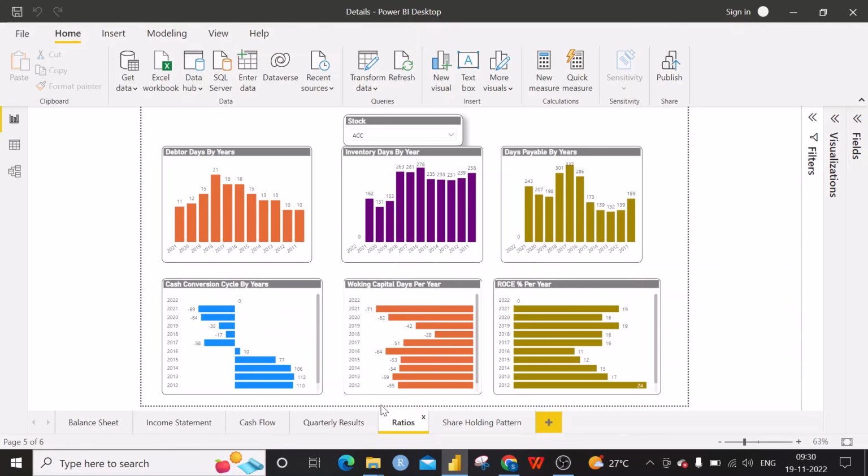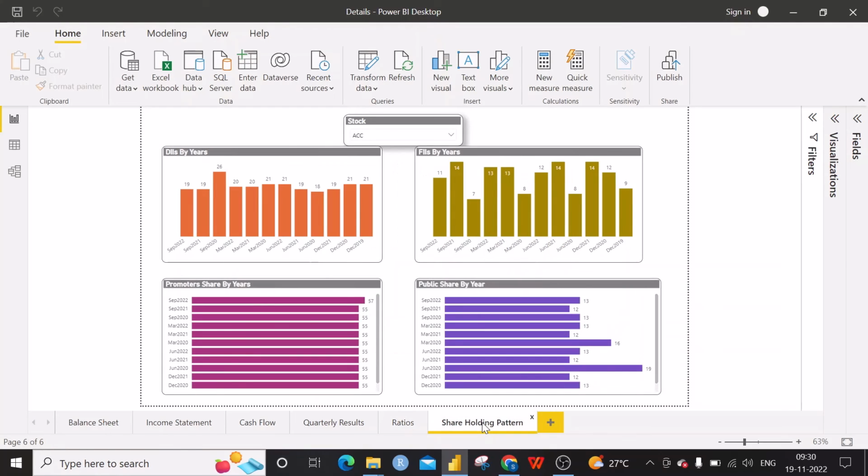The next statement we are going to see is the shareholder pattern, the shareholder pattern year by year. In DIIs, the shareholding in September 2022 is 19 percentage. However, in June 2022 it is 21 percentage.